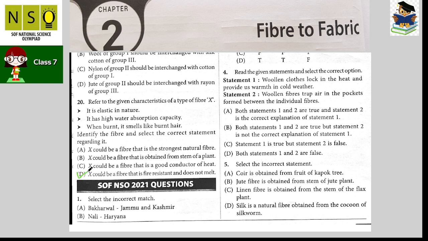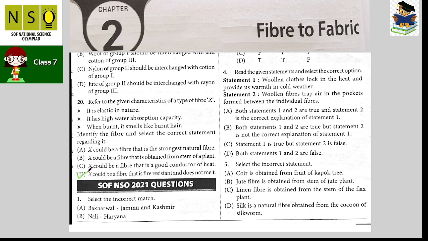X could be a fiber that is fire resistant and does not melt, and wool is a poor conductor of heat, and silk is the strongest natural fiber and it can catch fire very easily, and jute is obtained from the stem of the plant. So it is wool, and it does not melt easily, and it is also a good fire resistant.